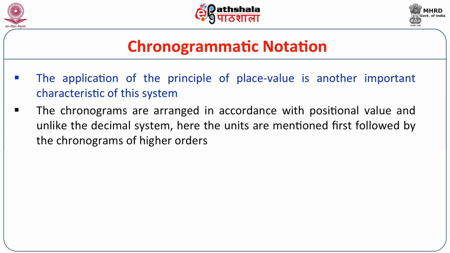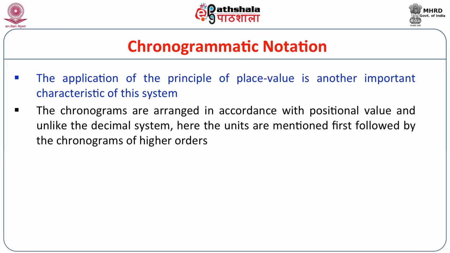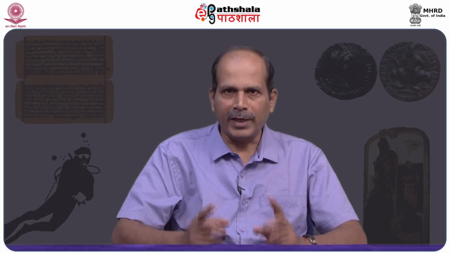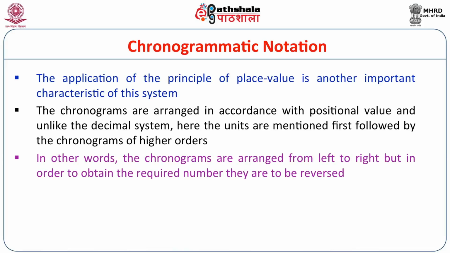The chronograms are arranged in accordance with positional value, and unlike the decimal system, here the units are mentioned first, followed by the chronograms of higher orders. In the decimal place value notation, the higher orders come first. But in chronogrammatic notation, the lesser units are mentioned first. In other words, the chronograms are arranged from left to right, but in order to obtain the required number, they are to be reversed.